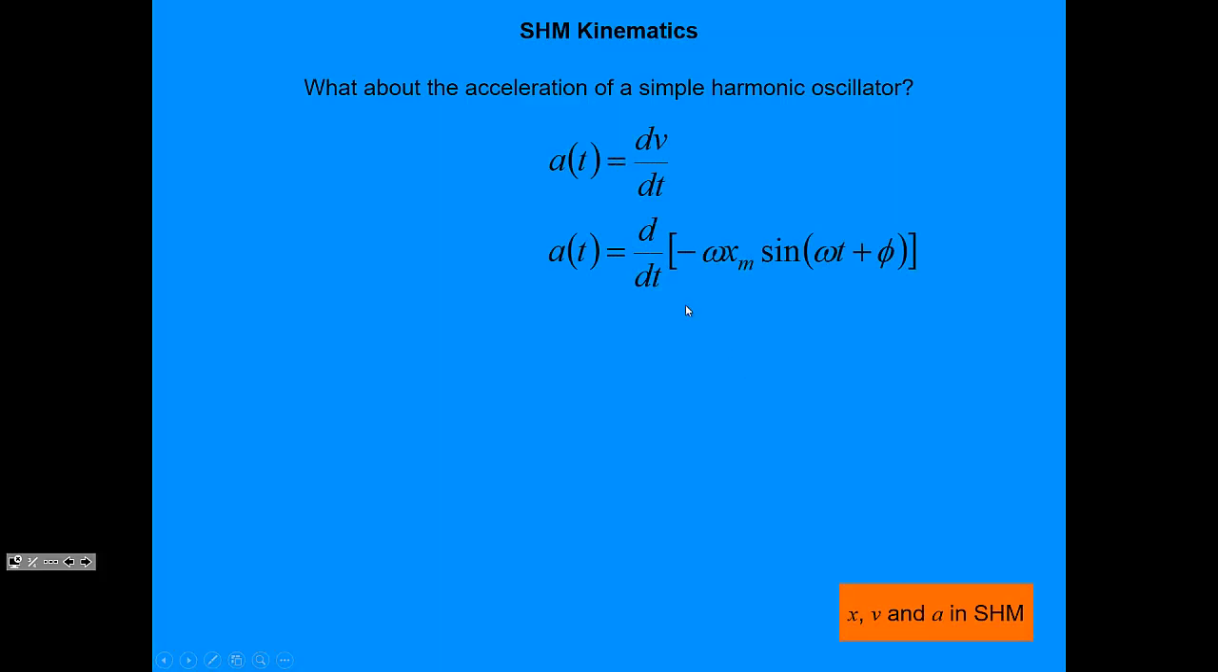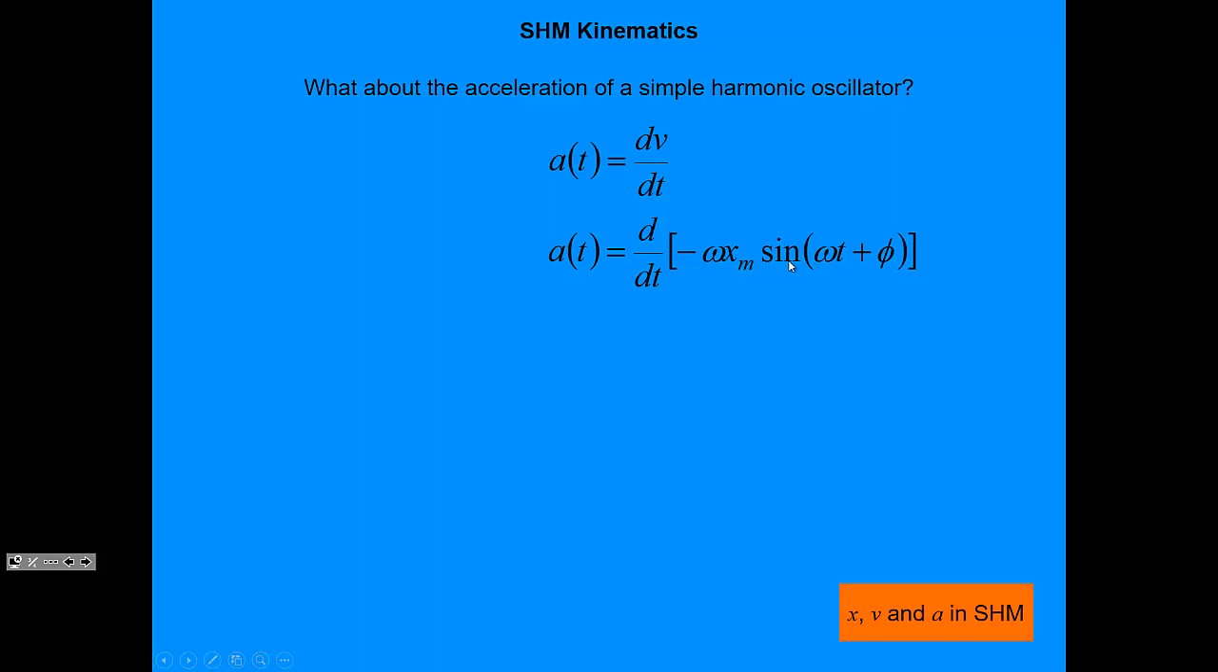Well, what about the acceleration? Of course, if we've got a velocity function, we take the derivative of it and we get the acceleration. So this is the derivative of -omega x of m sine of omega t plus phi. Same kind of process. You've got to take the derivative of what's inside times the derivative of the sine function. The derivative of what's inside is, again, another omega. So another omega is going to get put outside. That would be omega squared then.